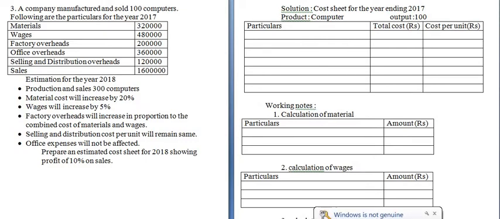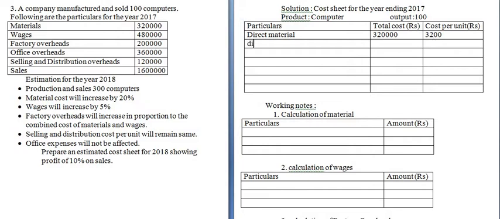Now they have given here materials. It means it is direct material, so you can write here direct material. Here they have given total cost. Total cost is 3,20,000. Cost per unit, how we will calculate? Total cost divided by number of units produced. Total cost is 3,20,000 and output is 100. So 3,20,000 divided by 100, you will get 3,200 cost per unit.